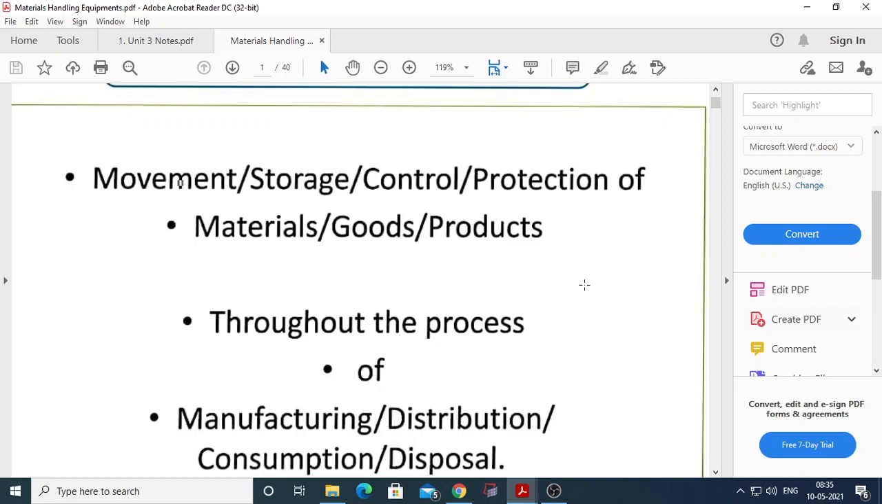Then we'll see the concept of material handling. What is the system concept of material handling? First, the material handling system must satisfy different conditions. The first condition: the solution of the material handling problem should not transfer the problem into other areas of the product cycle. We are getting the solution of the material handling problem, and it should not transfer to other areas of the product cycle. This is the first system concept.